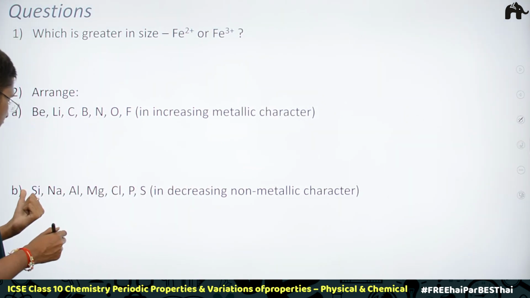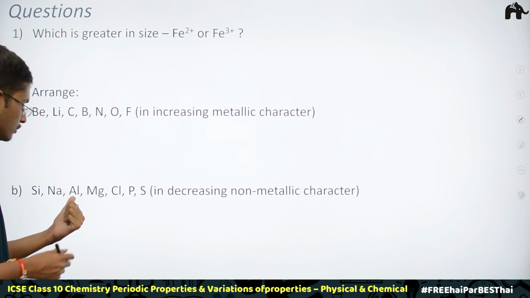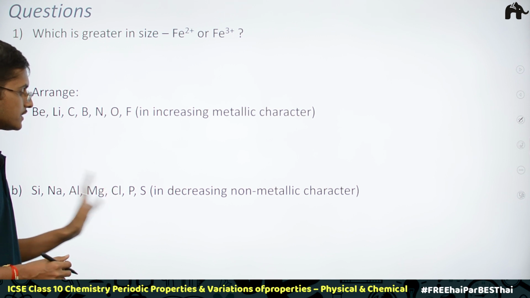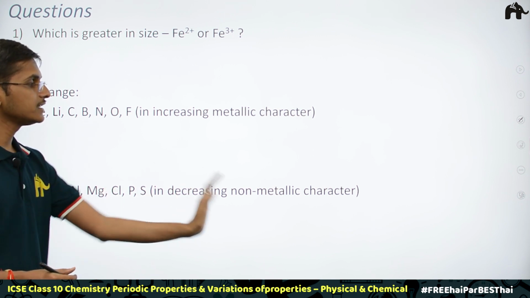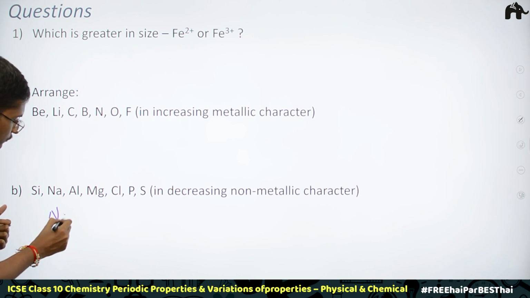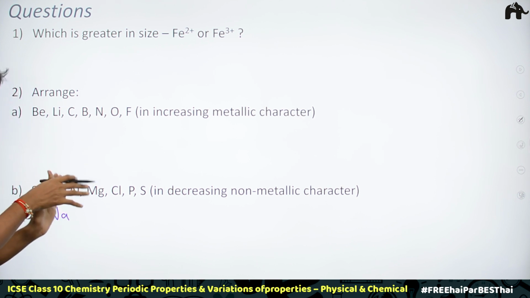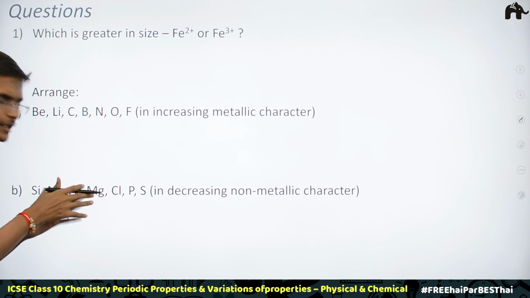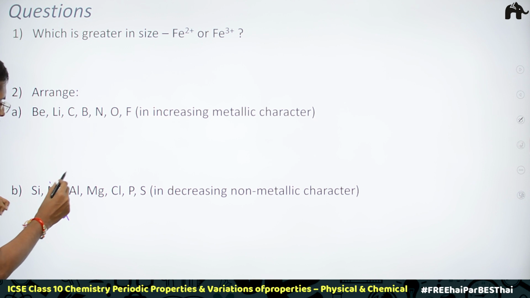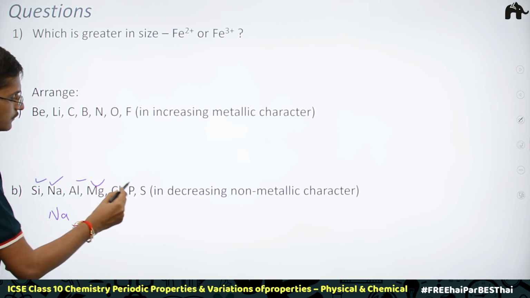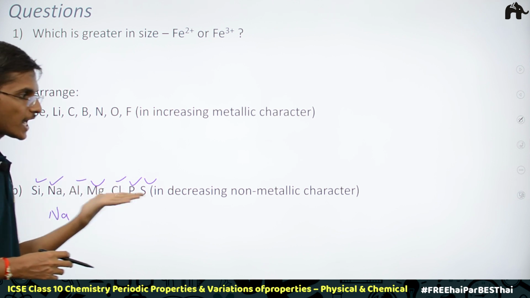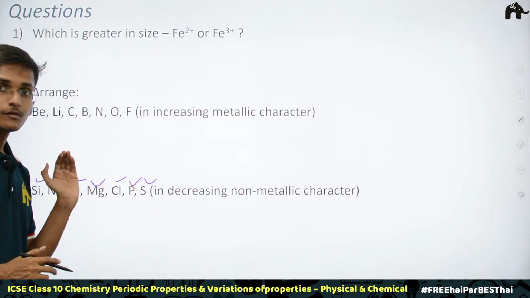Now this one: boron, silicon, sodium, aluminium, magnesium, chlorine, phosphorus, sulfur. We have to arrange these elements in decreasing non-metallic character. First we locate which period these elements belong to. Sodium, magnesium, aluminium, silicon, phosphorus, sulfur, chlorine are third period elements. Now we figure out what happens to non-metallic character across the period.